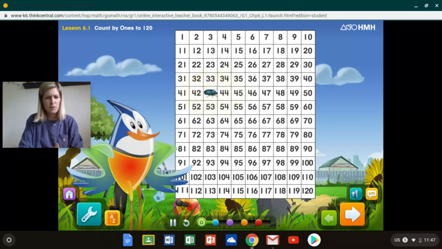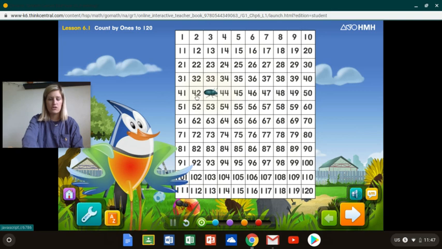So I want us to think about first. It looks like the beetle crawled to number 50. Well, let's count the numbers together. The beetle started at 43 and crawled to 44, 45, 46, 47, 48, 49, 50.